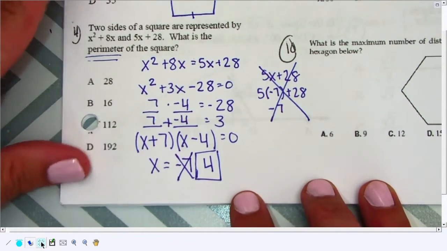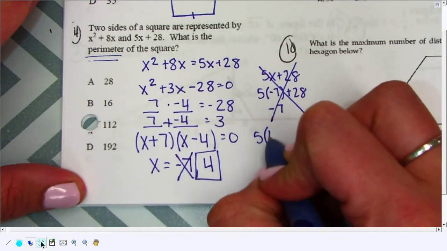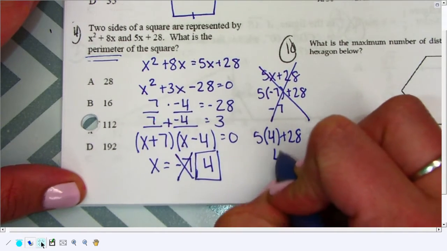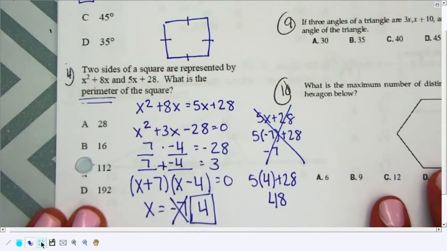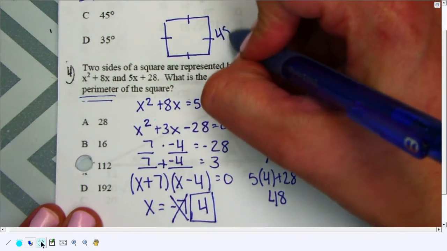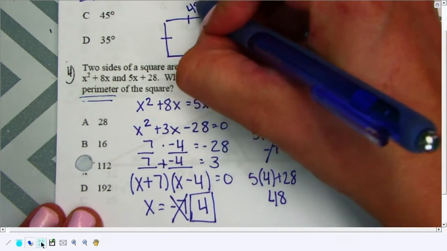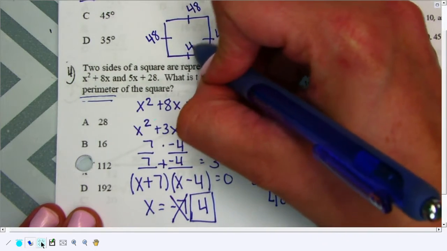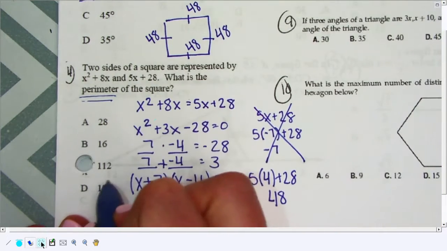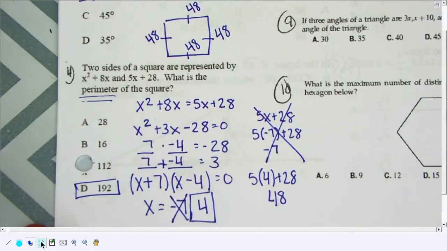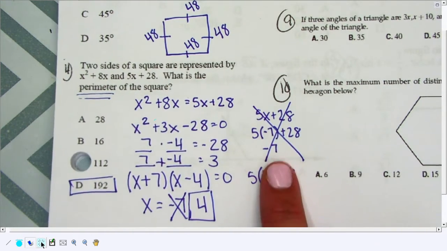So I want to use 4. So if I plug in 5 times 4 plus 28, I get an answer of 48. So what that means is one of the sides of the square is 48. But it's a square, so all of them are 48. They're all the same. So to find perimeter, I'm going to add 48, 48, 48, 48. And when I add all this together, I get option D, which is 192. So I do have to factor on this problem, and the way that you tell which one is the extraneous solution is based on the sides. Remember, you can't have negative side lengths.